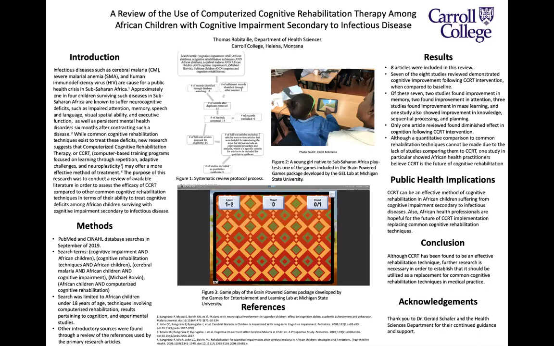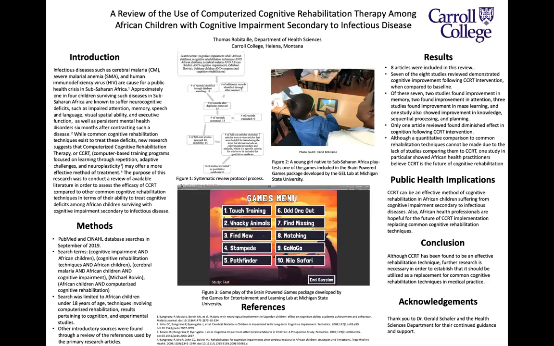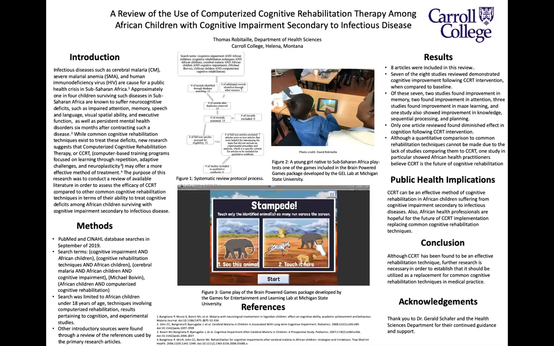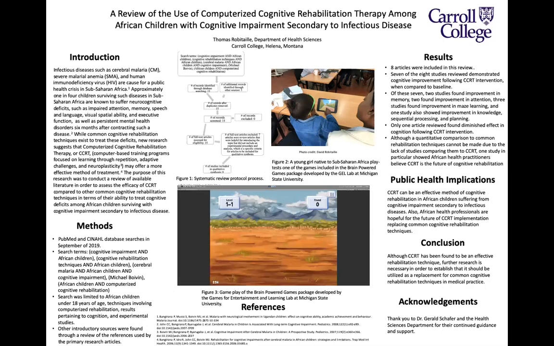So what does this say about public health? It shows that computerized cognitive rehabilitation therapies can be an effective method of cognitive rehabilitation in African children who suffer from cognitive impairment secondary to these infectious diseases. And as I mentioned before, African health professionals are also hopeful for the future of CCRT implementation, replacing common cognitive rehabilitation techniques.